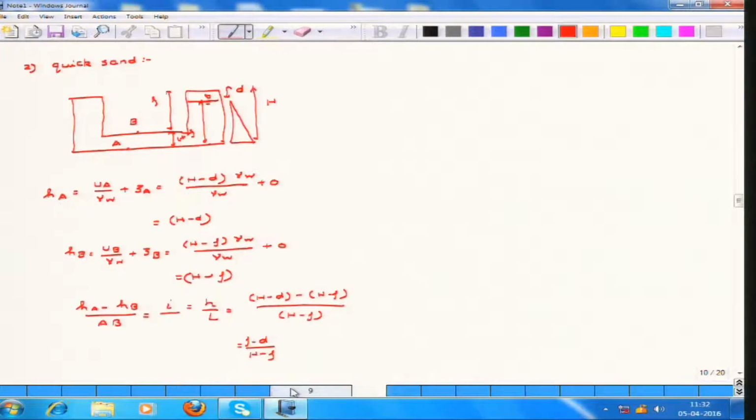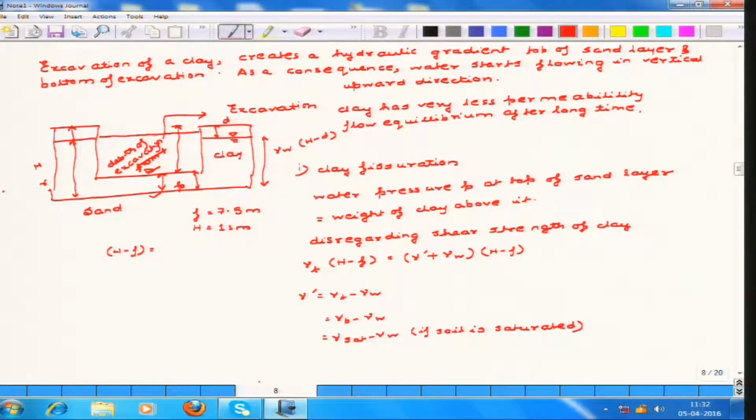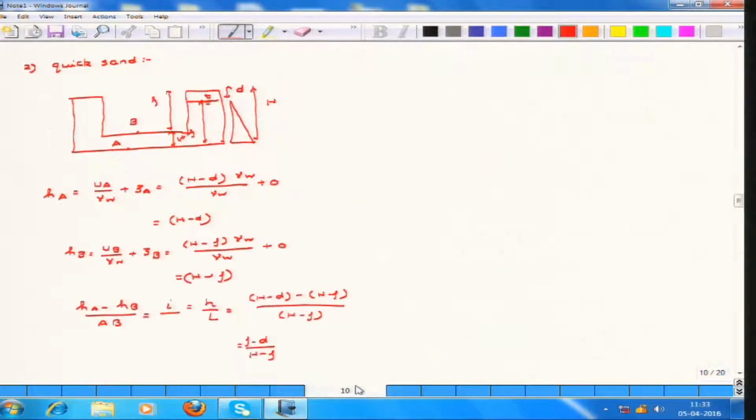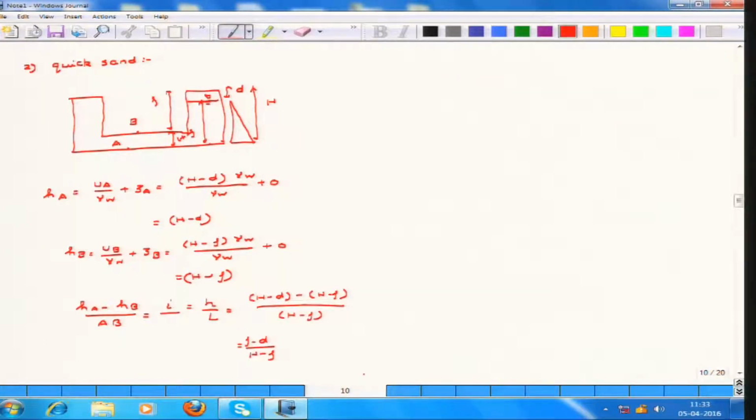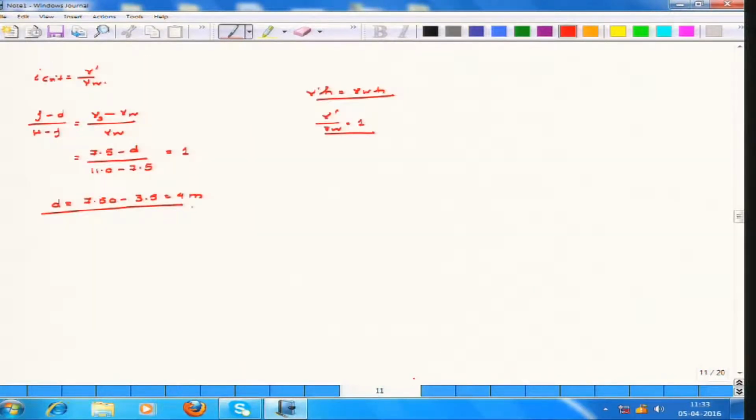So, considering the weight of the clay, considering the clay fissuration, we have considered one aspect, and considering the quicksand condition, we have considered another aspect. Now, considering both the aspects, we will take the least height. So, basically 4 meter is the actual appropriate answer.